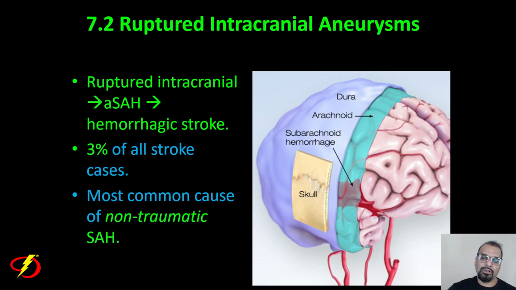So ruptured brain aneurysms cause aneurysmal subarachnoid hemorrhage. This is a form of hemorrhagic stroke. Remember, hemorrhagic stroke accounts for 3% of all stroke. Aneurysmal subarachnoid hemorrhage accounts for 3% of all stroke cases. It's the most common cause of non-traumatic subarachnoid hemorrhage. The most common cause of subarachnoid hemorrhage is trauma. That's going to be a separate lecture, separate video.